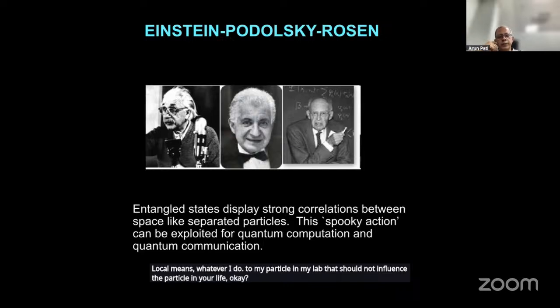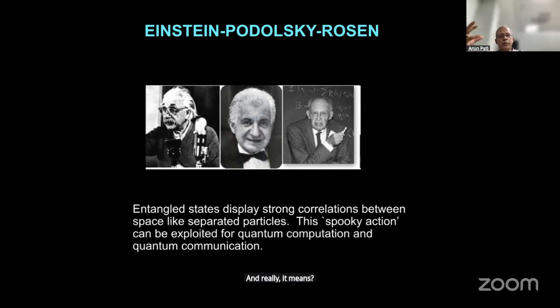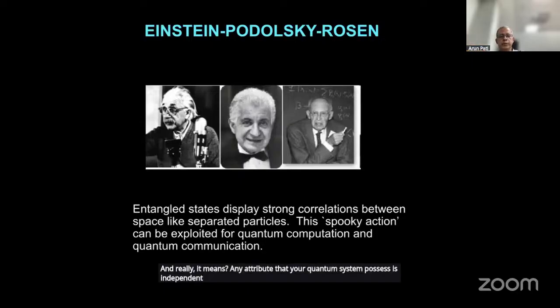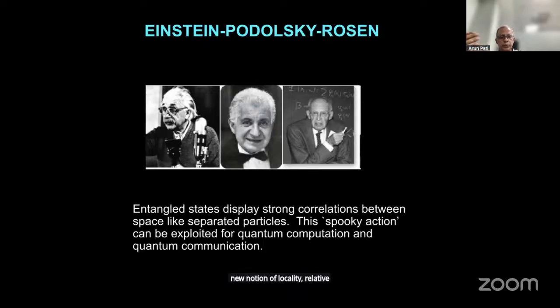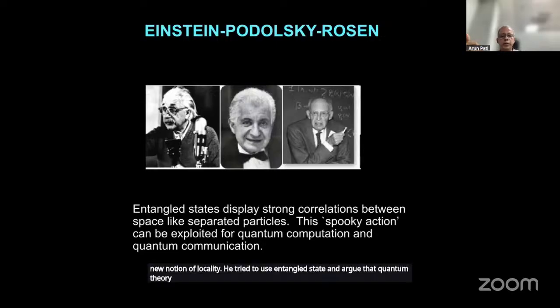And real means any attribute that your quantum system possesses is independent of observation. That means whether I look at it or you look at it, the attribute will not change. That means there is some element of reality. So using these two naive notions of locality and reality, he tried to use entangled states and argue that quantum theory is not a complete theory.